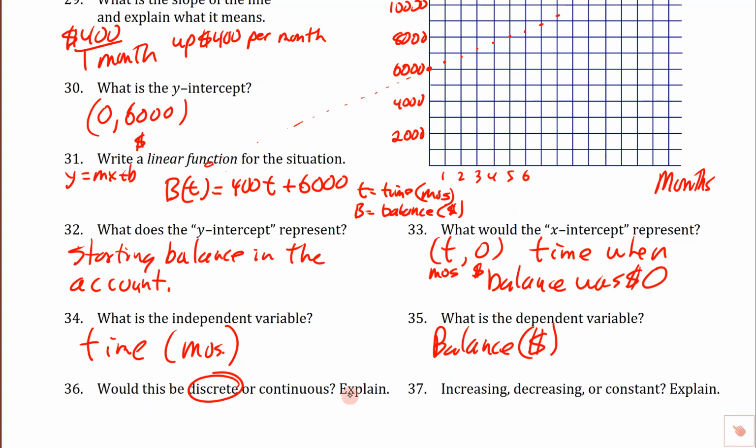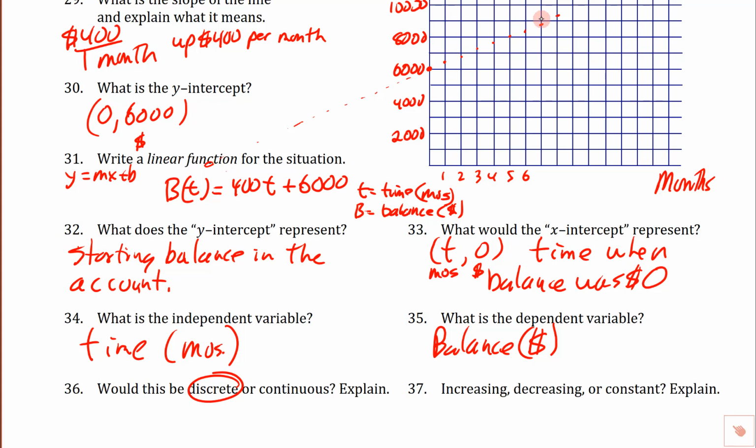Before I explain this, there's another way that we could graph this, and we won't get into this in this class, but just keep this in mind for the future. The balance actually stays $6,000 for that whole month, and then it jumps up here, and it stays at $6,400 for that next whole month. That's actually called a step function. It's another type of function. It's a discrete function. So just keep that in mind, but for the time being, we're just going to leave it like that.